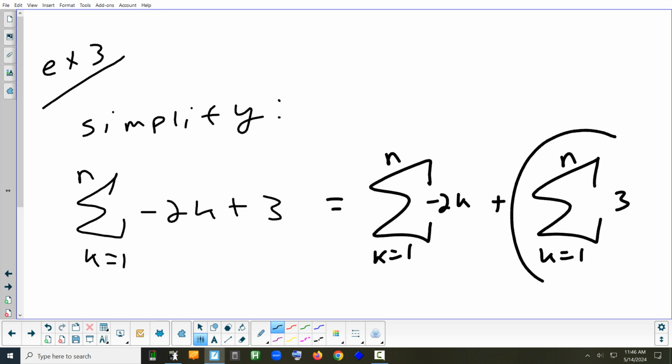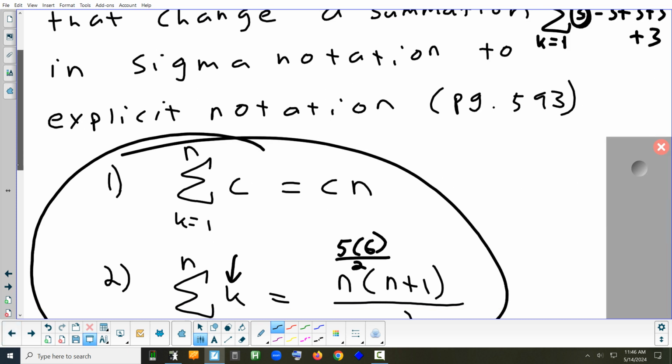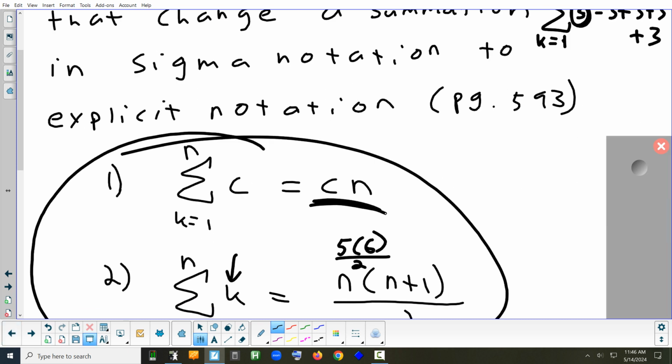3. Now this one is good. We have something we can go look up for that. We're adding up the number 3 n times. So we can figure out what that equals in a second.